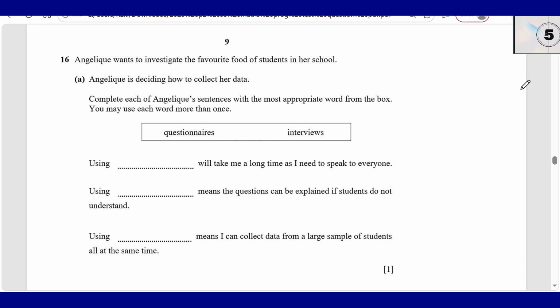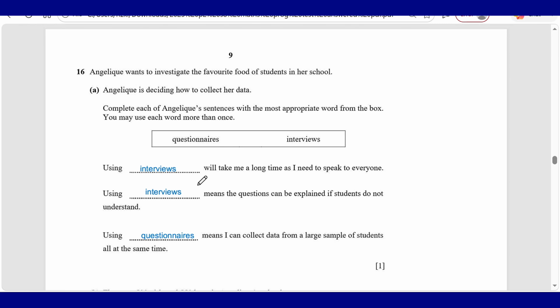Okay, so in between questionnaires or interviews. Let's check it out, guys. So this is the correct answer. Interviews enable Angelique to speak to everyone, because of direct communication. Also, it means the question can be explained if students do not understand. But using questionnaires in the form of paper means she can collect data faster at the same time. Alright, things should be clear.